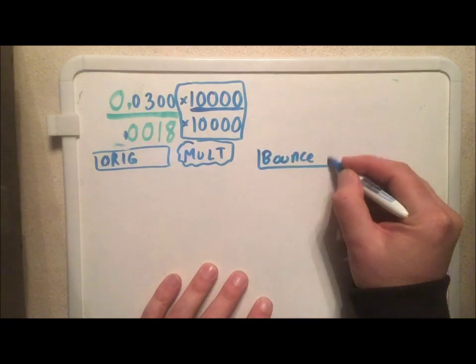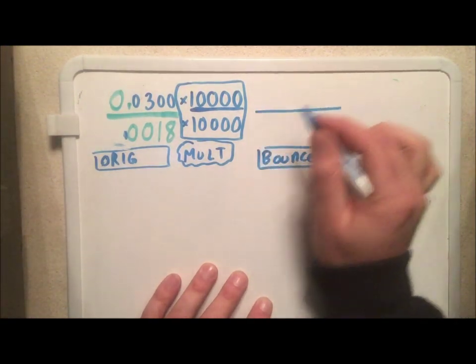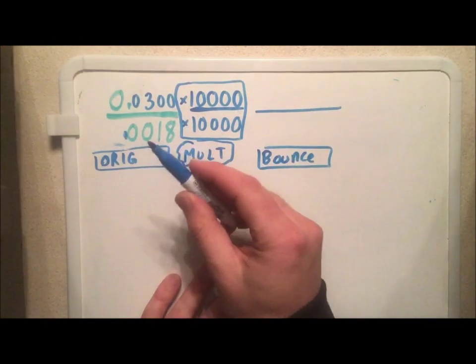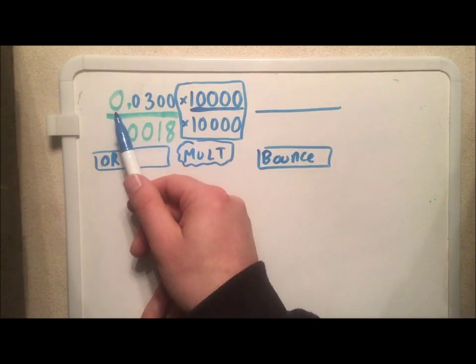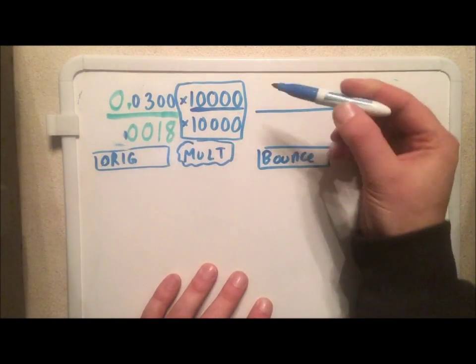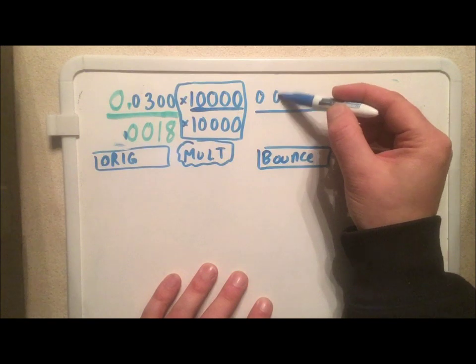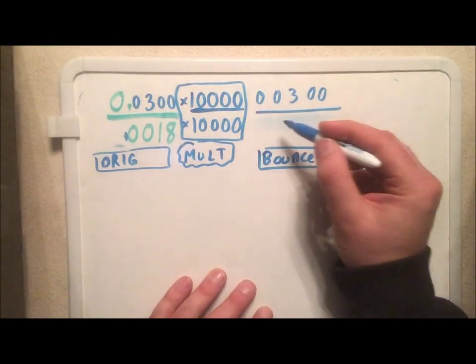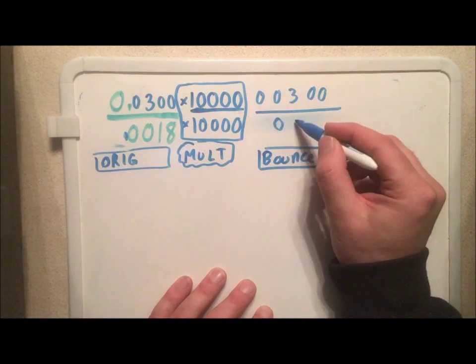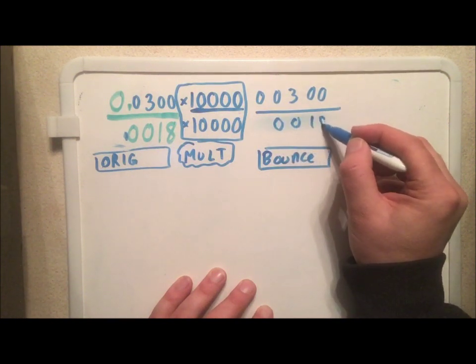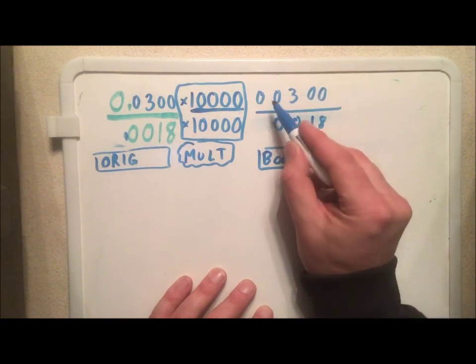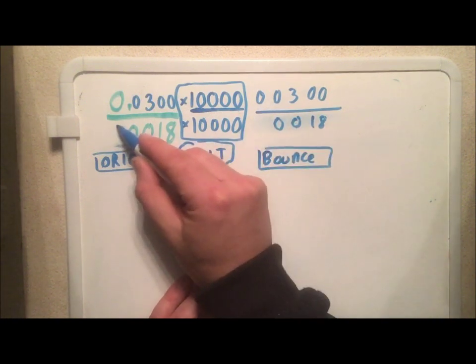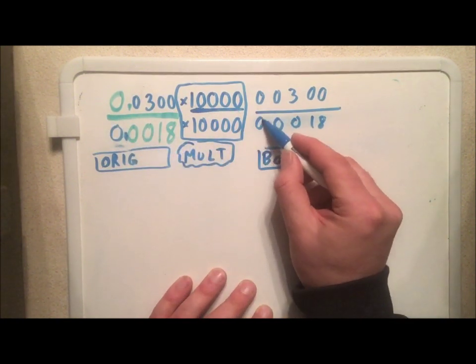We have to show the bounce. Okay, now how we start this, it's easy. You just rewrite what you originally had. We originally had a 0, a 0, a 3, a 0, and a 0. And on the bottom we had a 0, 0, 1, 8. Remember, the decimal used to be there. I could put a 0 there too if I wanted to.